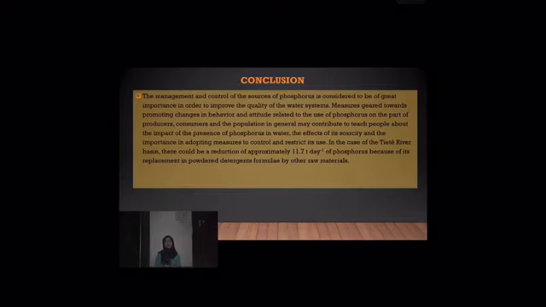Measures taken towards promoting changes in behavior and attitude related to the use of phosphorus on the part of producers, consumers, and the population in general may contribute to teaching people about the impact of the presence of phosphorus in water. In the case of the Tiete river basins, there could be a reduction of approximately 11.7 tons per day of phosphorus because of its replacement in powdered detergent formulas by other raw materials.